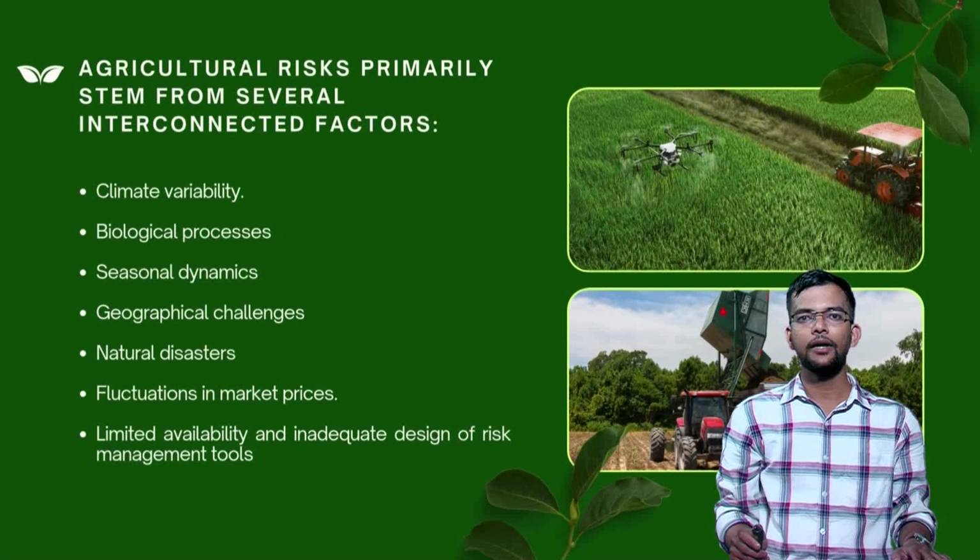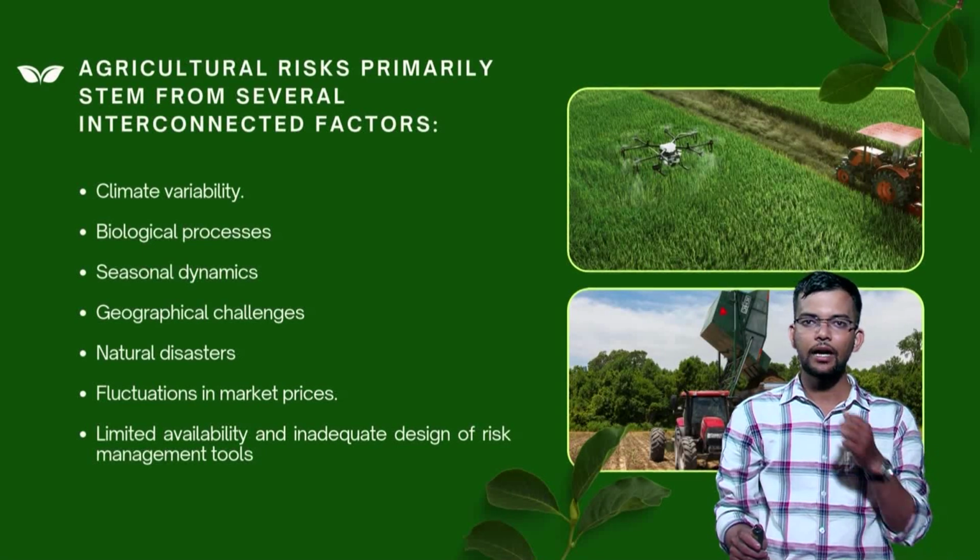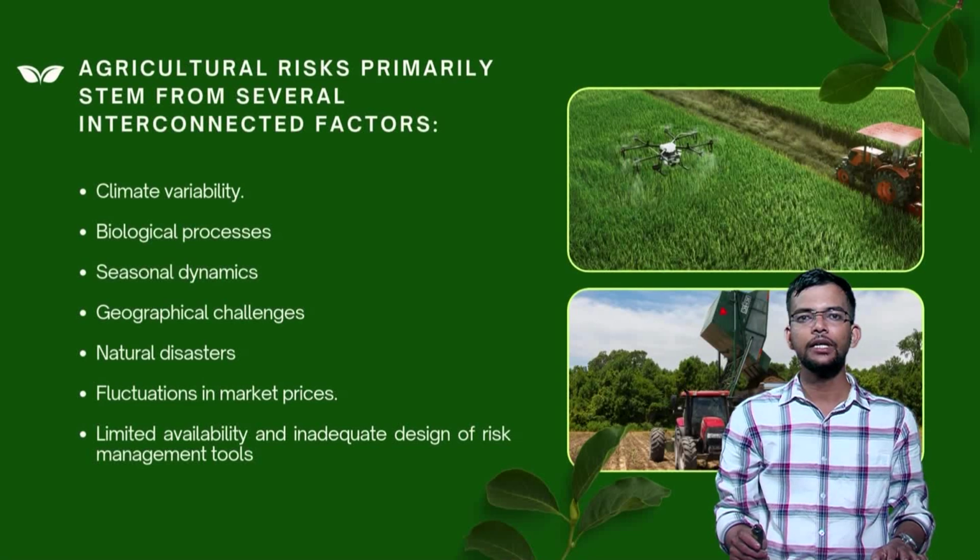Geographical dispersion further exacerbates these risks, as agricultural production often occurs far from end consumers, requiring efficient logistics and transportation systems that are vulnerable to disruptions. Natural disasters ranging from floods to drought and pest outbreaks pose significant threats, often leading to crop failure or reduced yields, thereby impacting food security and economic stability. Uncertainty in both yield and prices adds another layer of complexity.